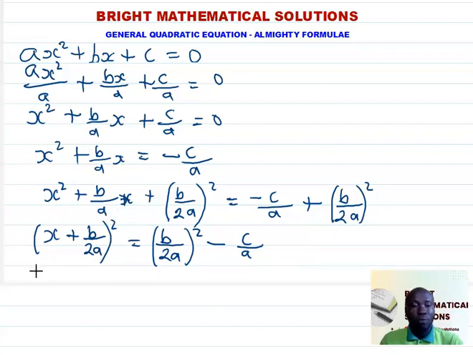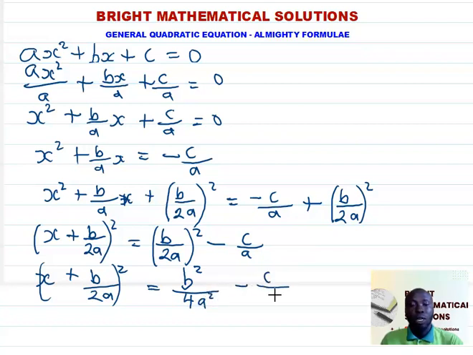Now let us take it further, such that x plus b all over 2a square. So let us open this bracket. This will now give us b raised to power 2 all over 4a raised to power 2 minus c all over a. From here, let us find the LCM of this expression. So this will give us 4a raised to the power of 2. By the time you solve, this will give you b raised to the power 2 minus 4ac.